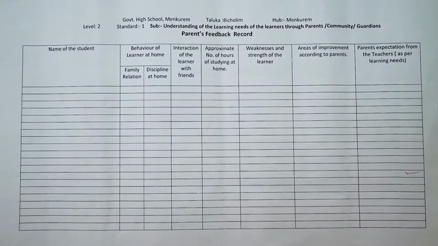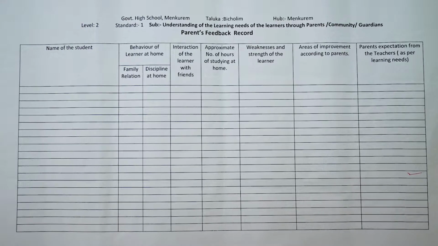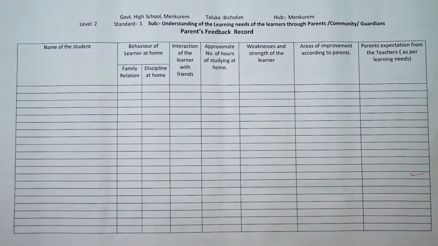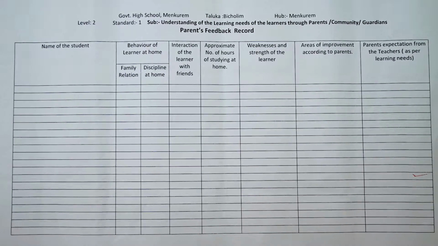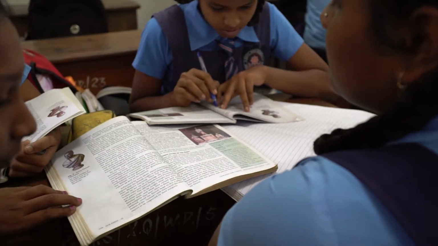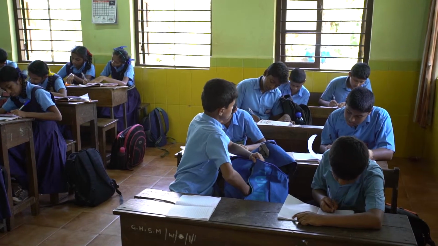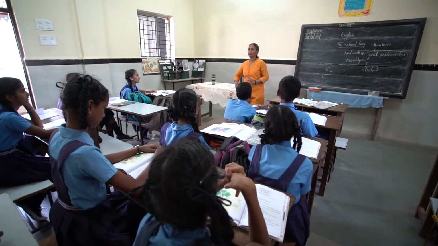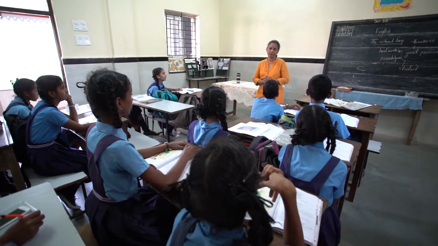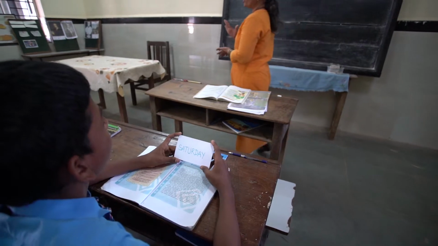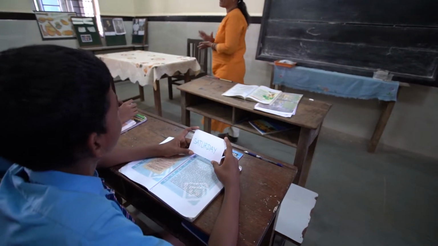So they are supposed to give us feedback about their child. This includes the behavior of the learner at home, meaning what is the family relation, the discipline at home, the approximate number of hours that they are studying at home, and even according to the parent what are their weaknesses and what are their strengths. Although we know what are the weaknesses and the strengths of the child, according to the parent we may get different feedback. Even the areas of improvement according to the parent and what are their expectations from the teachers.